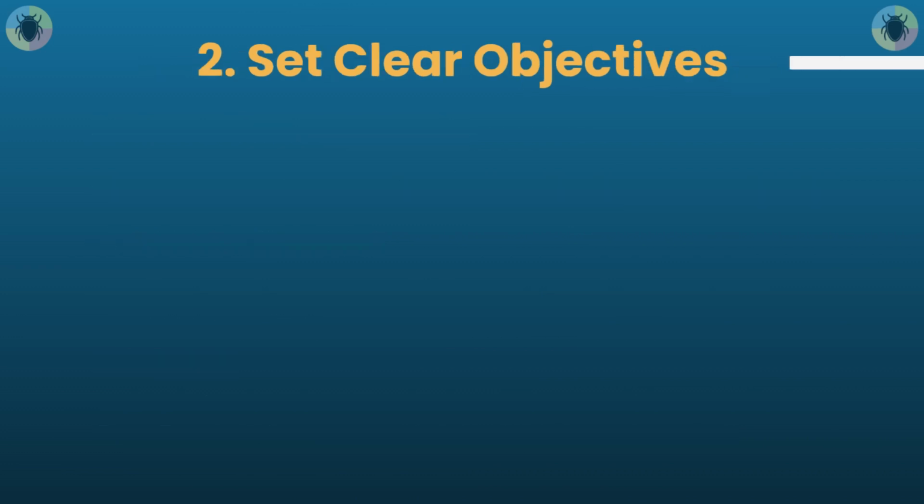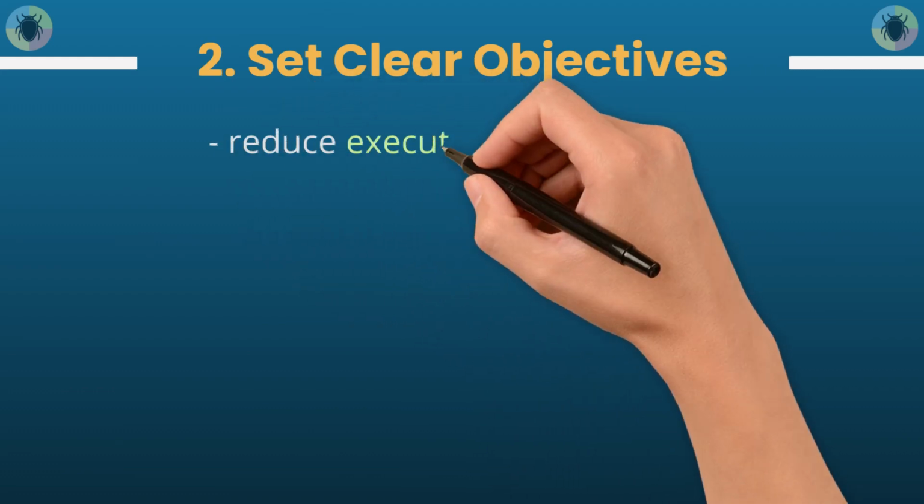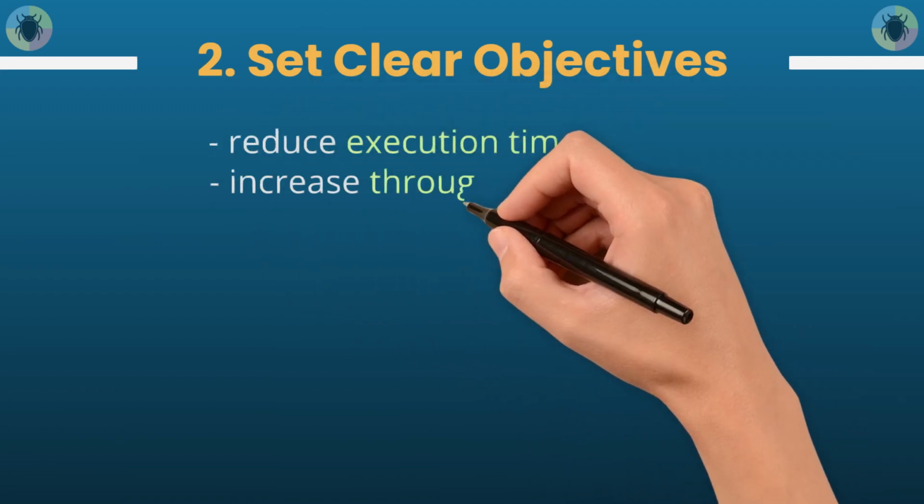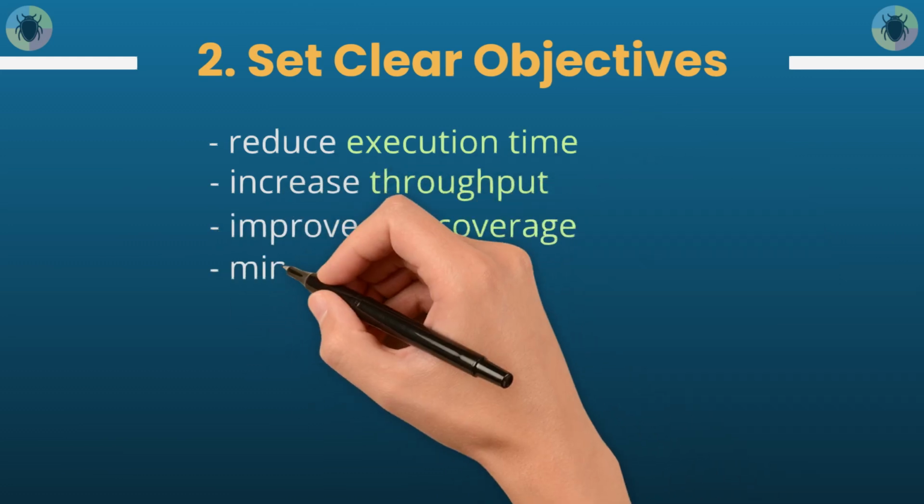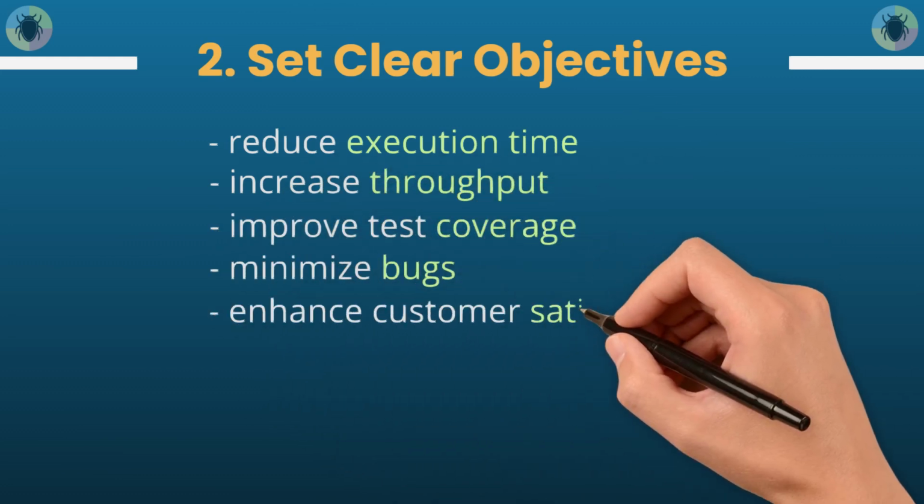Set clear objectives. Next, set clear and realistic objectives that align with your business goals. Aim to reduce execution time, increase throughput, improve test coverage, minimize bugs, and enhance customer satisfaction.